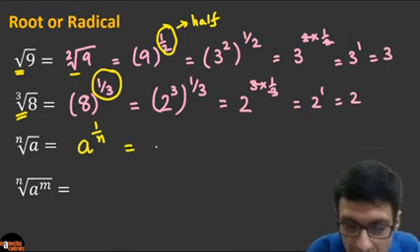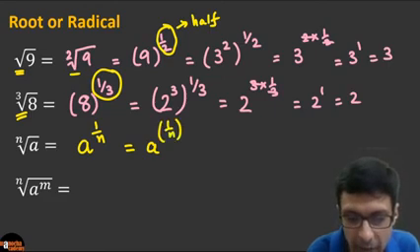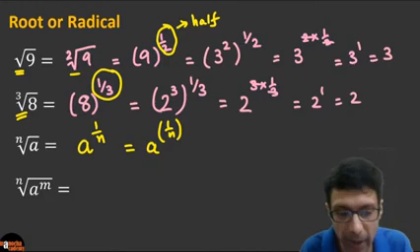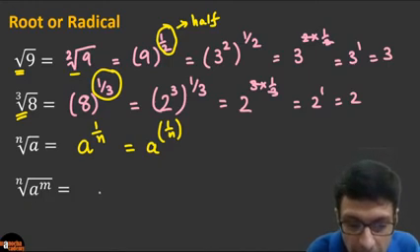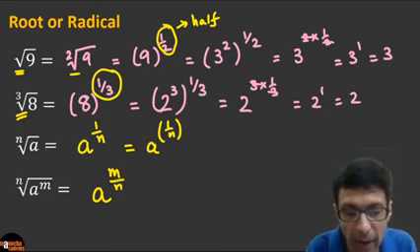Okay. Or if you want, you can write this clearly like this: a to the power 1 by n. Okay, a raised to the power 1 by n. And what is this thing going to be? A to the power m by n. Right? Because you have a to the power m there.